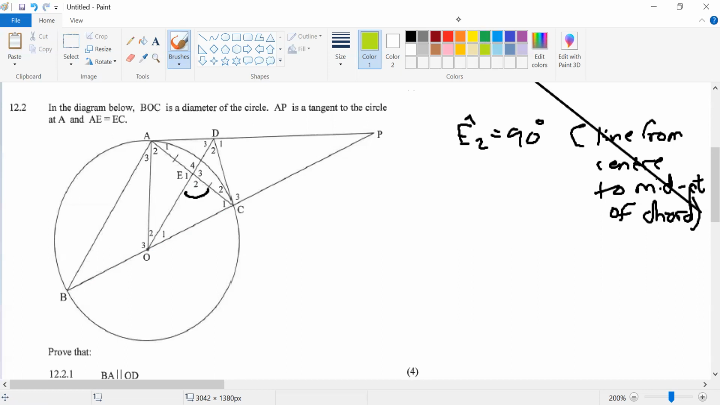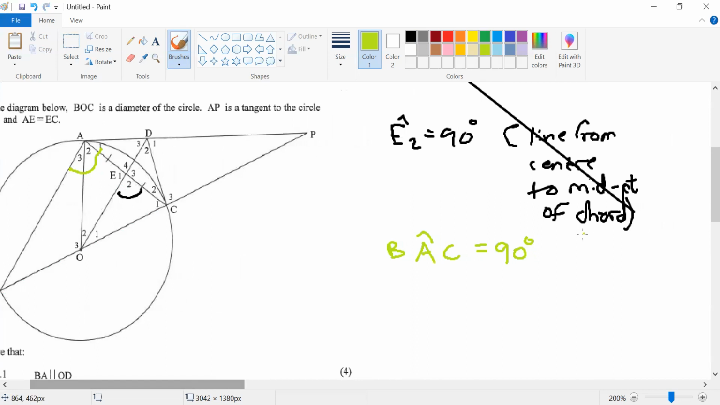The next part that we spoke about is the huge angle right there. So we can say A2 plus A3, or we can just call it by its entire name, which is angle BAC. And that is equal to 90 degrees. Our reason for that, you can either say it's angles in a semicircle. Make sure you write the word circle, but yeah, or you can say that it is the angle opposite the diameter.